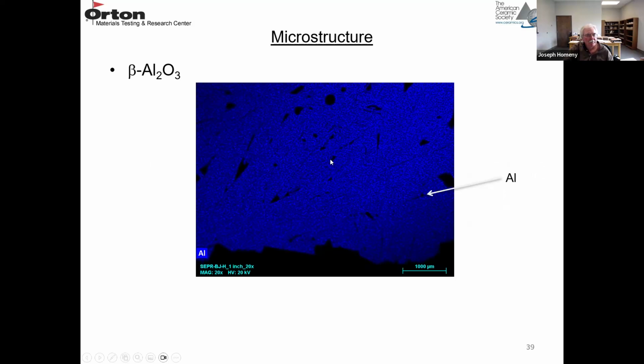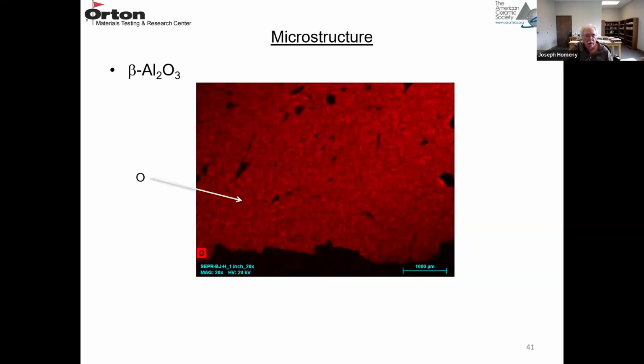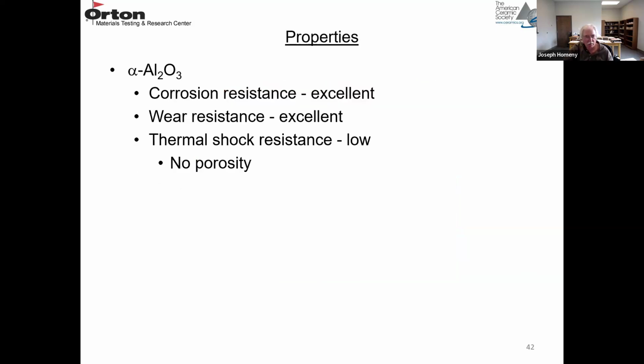If you do the mapping for aluminum in blue here, it's a rather uniform distribution of alumina. And since it's beta alumina, if you map the sodium in green, it's a uniform distribution. So it's a beta alumina. And if you also map the oxygen, it's very uniformly distributed in red here. So chemistry is very uniform in those materials.